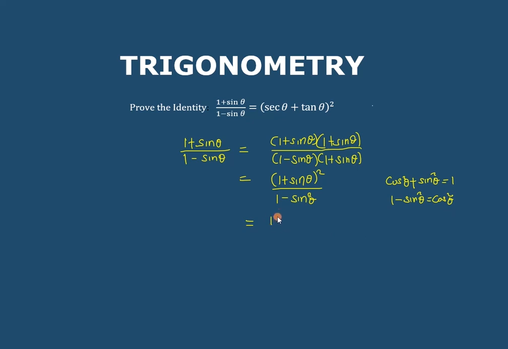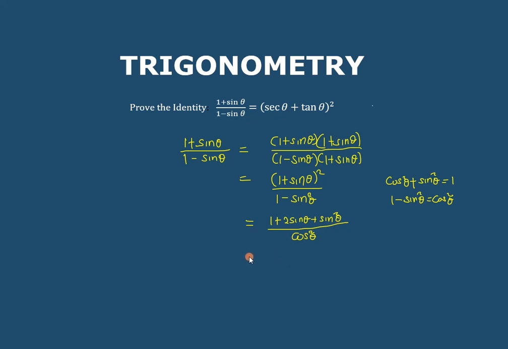So we shall have here that when I open the brackets of the upper thing, I'm going to have 1 plus twice the product of the 2. You are multiplied, it is 1 and then sine theta. So the product of 1 and sine theta is sine theta, then plus sine theta squared, and divided by, I'm going to put here cos squared theta.